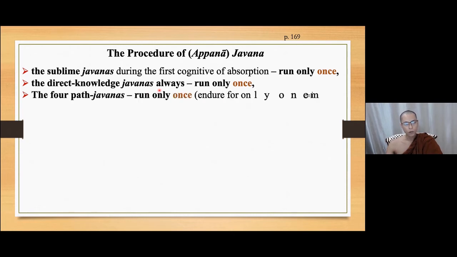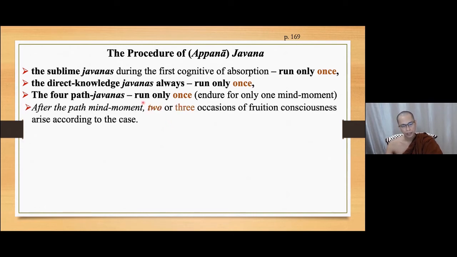And the four paths Javana, Sotapatti Magga, etc., when they arise, arise only one time and endure only one mind moment and just finish, eradicating their respective defilements. They never repeat. After the path Javana, two or three moments of phala follow the path consciousness moment. We will see this clearly in their respective mental processes. This is just an introduction about the Javana.